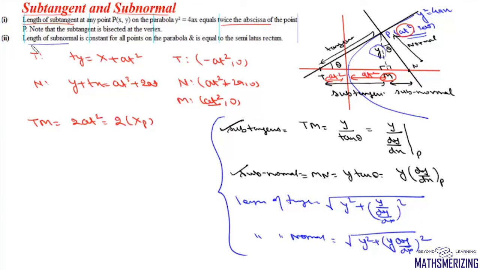Now the next part is, we need to show that length of subnormal is constant. So length of subnormal MN will simply be N minus M. So it is at square plus 2a minus at square, which is simply 2a, which is independent of t. So essentially in a parabola, length of subnormal is always constant, and it is equal to semi-latus rectum of parabola.